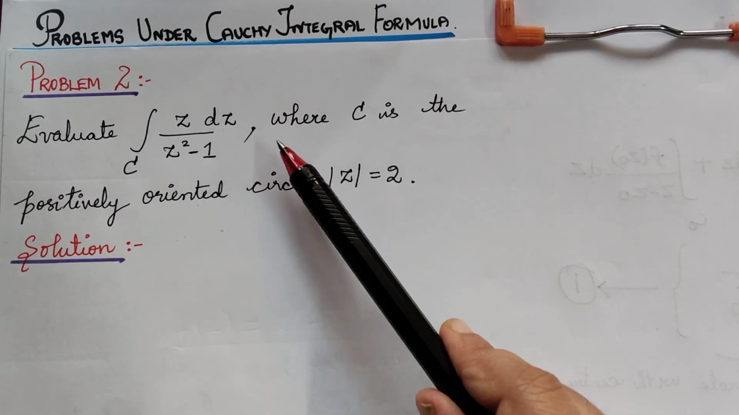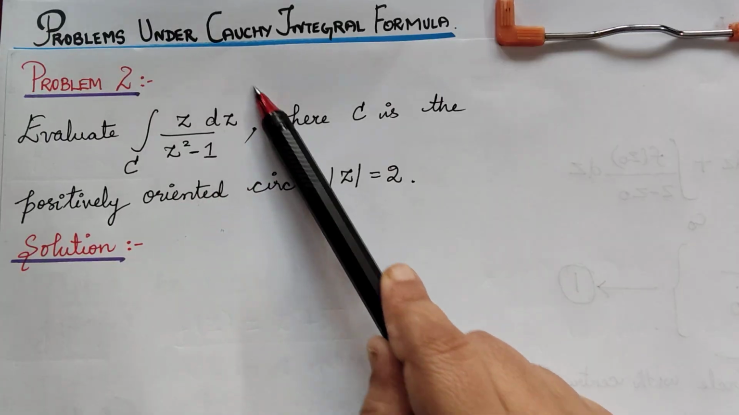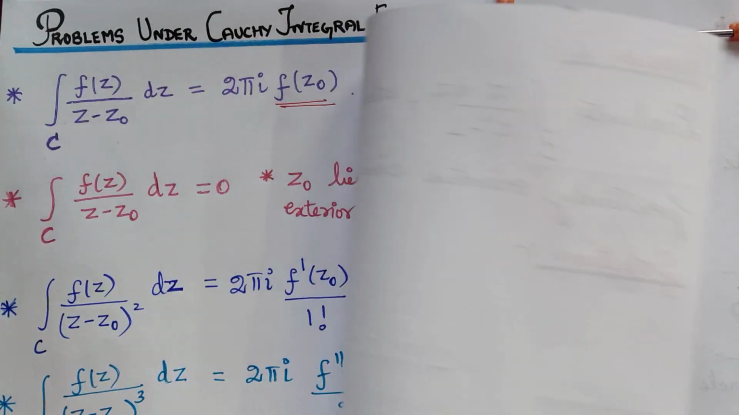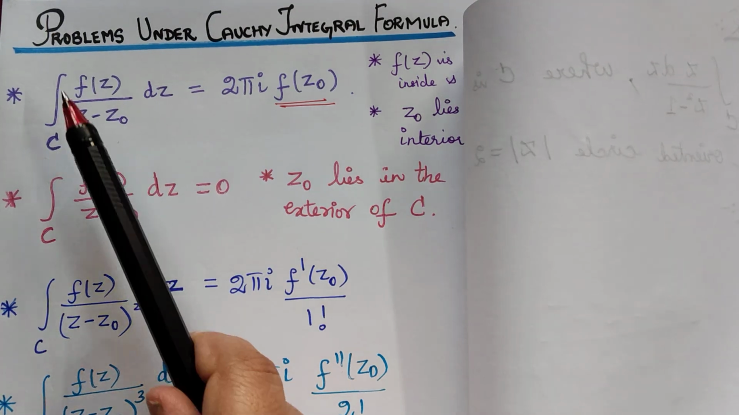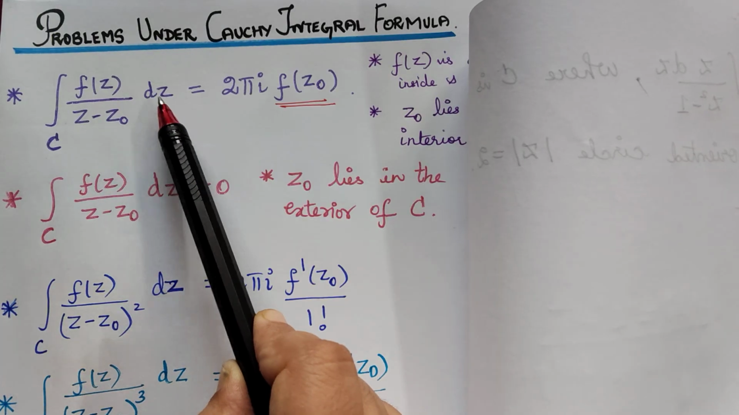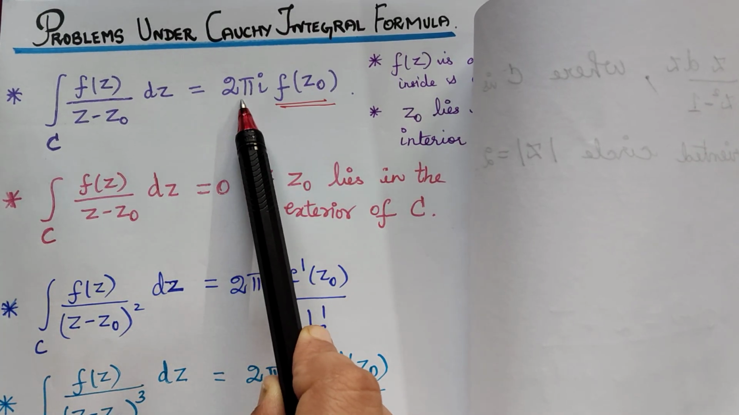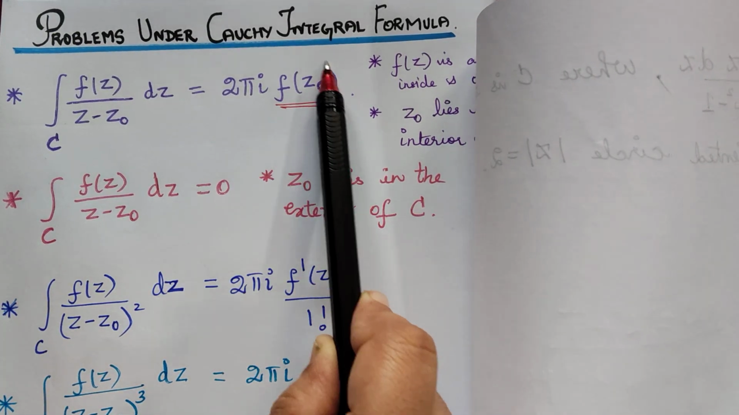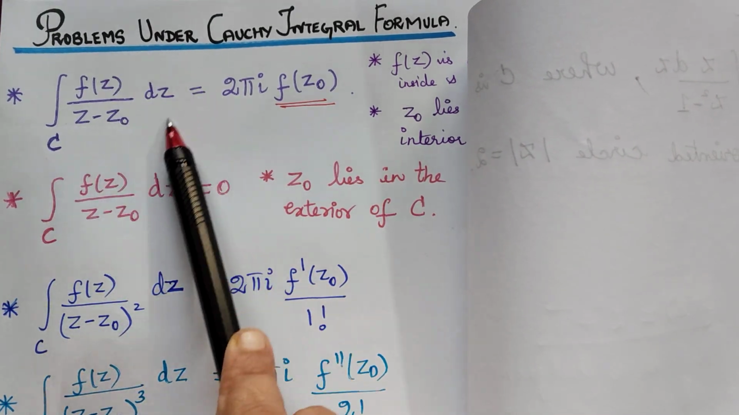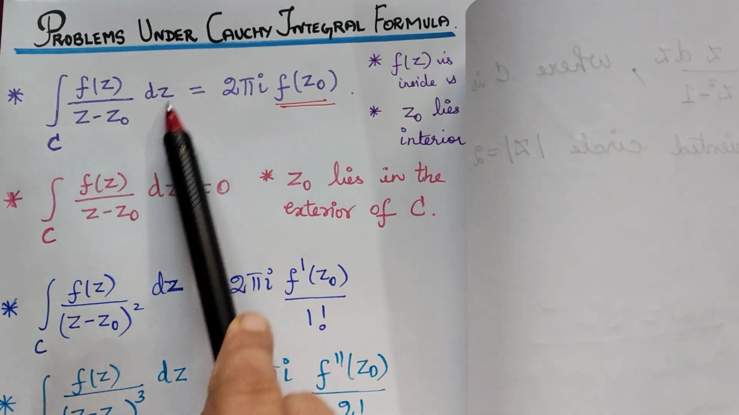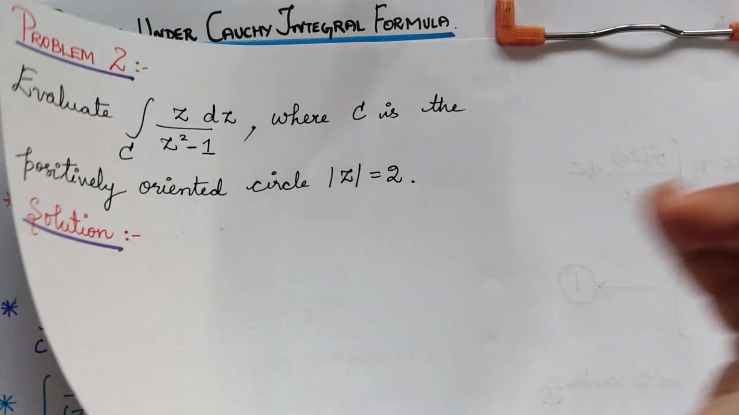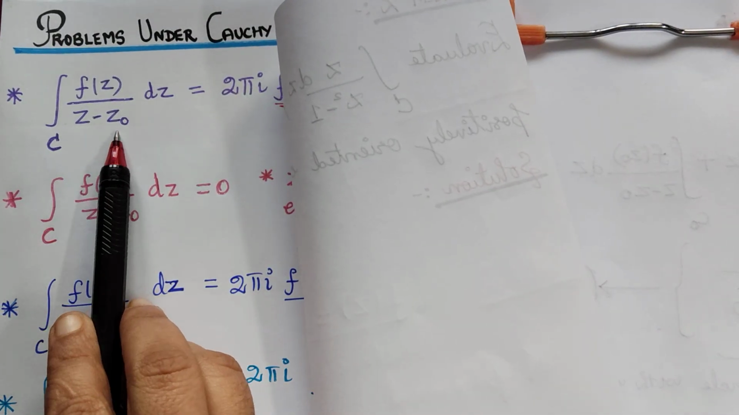Now, in order to apply the Cauchy integral formula, we have to first rewrite this integral in the form that is used in Cauchy integral formula. The Cauchy integral formula says that integral over C f of z by z minus z naught dz is equal to 2 pi i f of z naught. We should first rewrite this given integral in this format. If you compare, in the denominator we have z square minus 1, but here we should have z minus z naught.